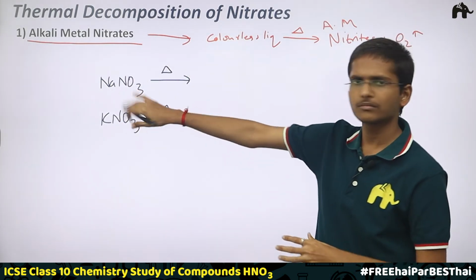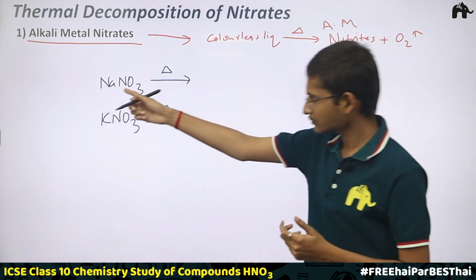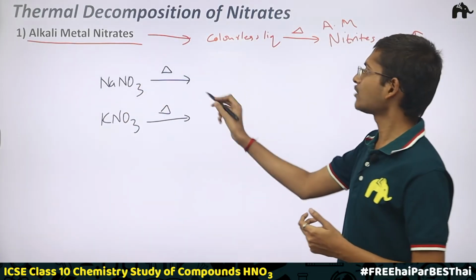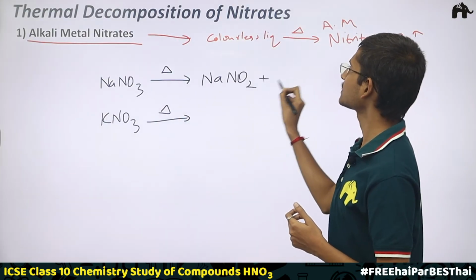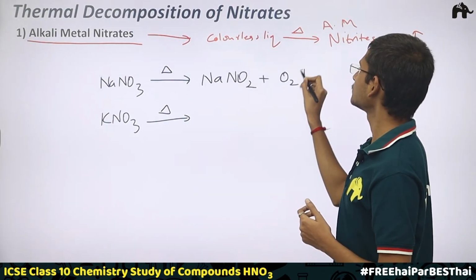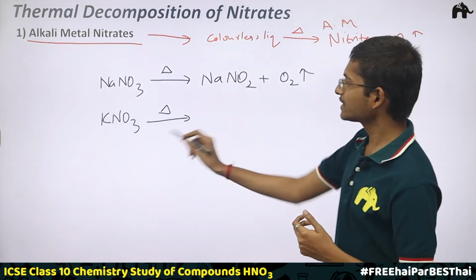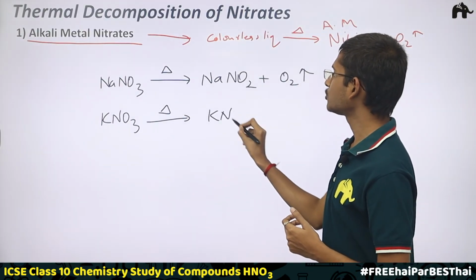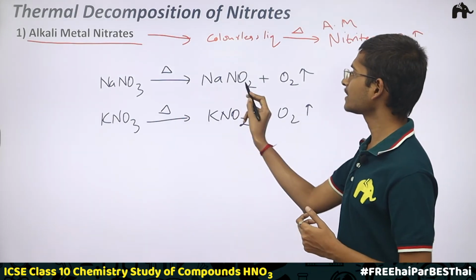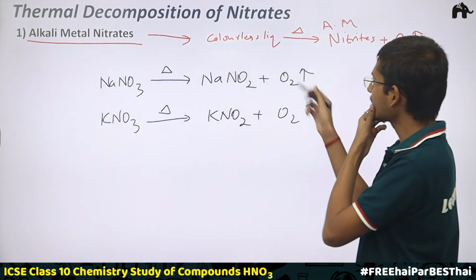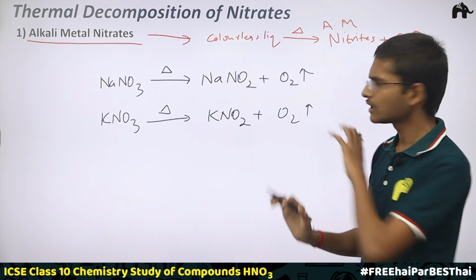It is breaking down into nitrite, NaNO2 plus O2. And this KNO3 would be broken down into KNO2 plus O2. Alkali metal nitrite plus oxygen, alkali metal nitrite plus oxygen.